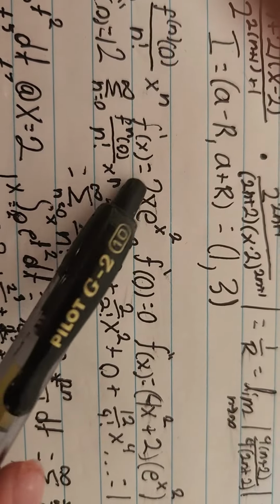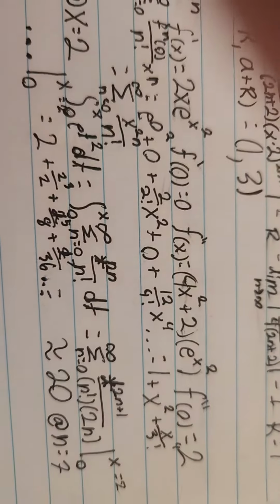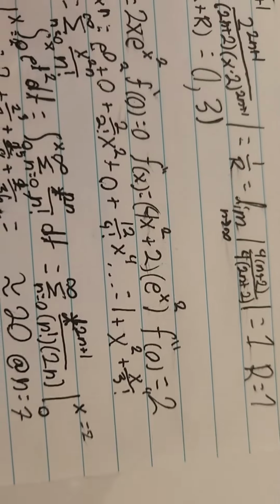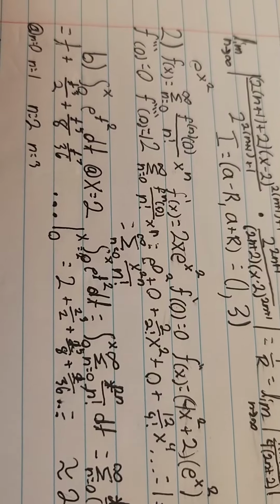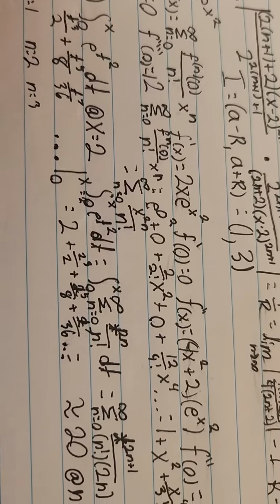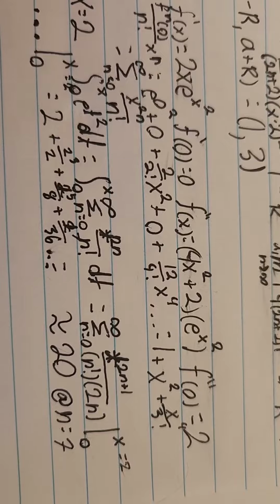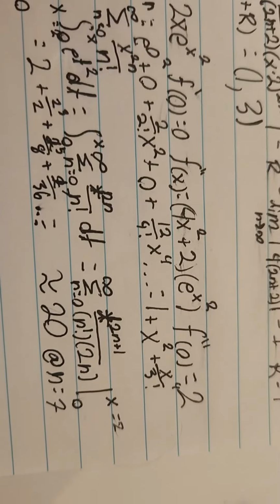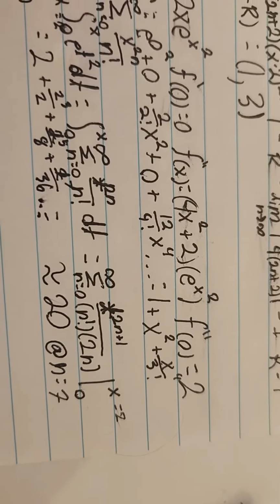This is 0, 1, 2, 3, 4. So then 3, I also got a 0, so it just doesn't matter. I don't need to really solve it out. 4, we got a 12 for the fourth derivative. So we got 12 over 4 factorial times x to the 4th.